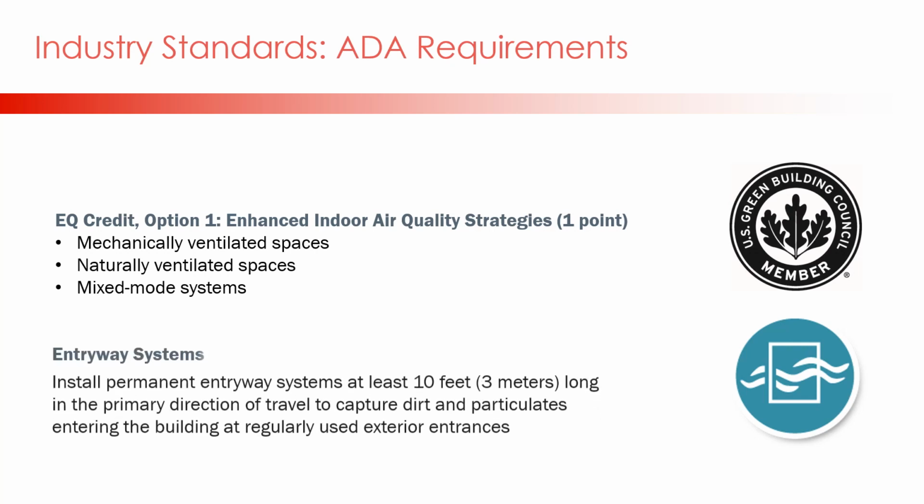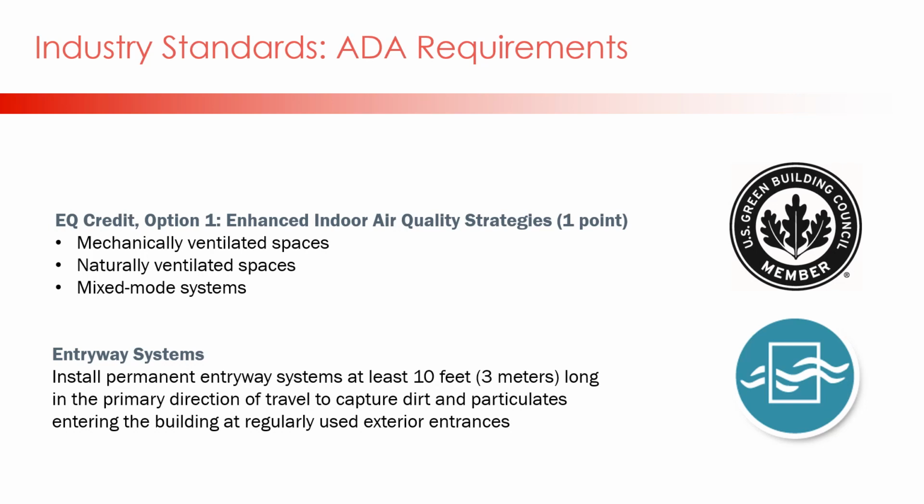The entryway system is a permanent entryway system at least 10 feet, 3 meters, long in the primary direction of travel to capture dirt and particulates entering the building at regularly used exterior entrances. Acceptable entryway systems include permanently installed grates, grilles, and slotted systems that allow for cleaning underneath, roll-out mats, and any other materials manufactured as entryway systems with equivalent or better performance. All must be maintained on a weekly basis.